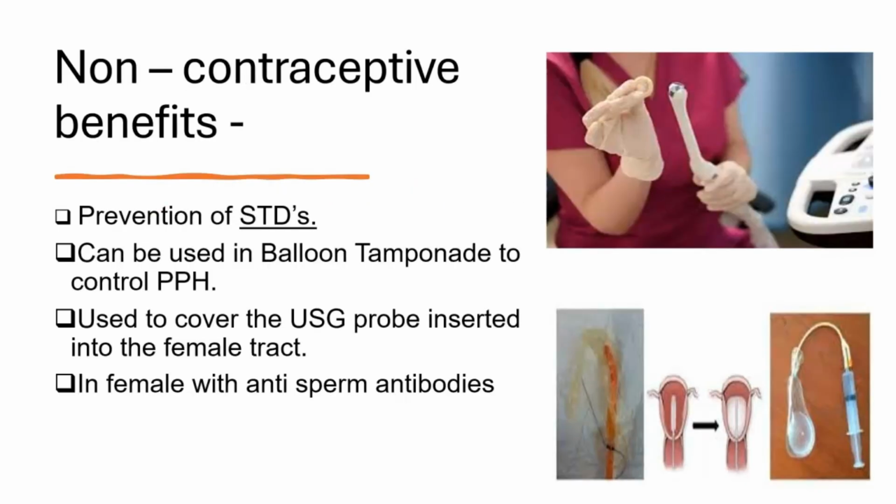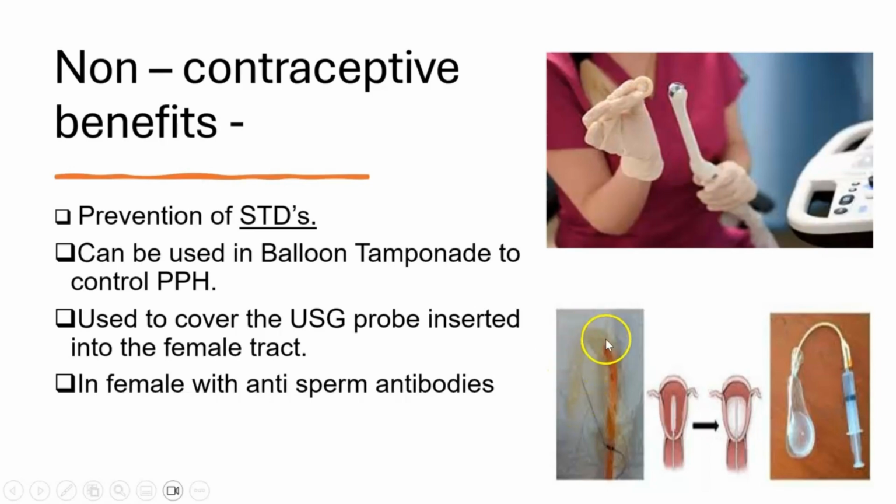So many times the examiner asks the non-contraceptive benefits of condoms. So these are very important. First, it helps in the prevention of sexually transmitted diseases. Second, it can be used in the balloon tamponade to control postpartum hemorrhage. So in the case of atonic postpartum hemorrhage after the delivery, a tamponade is made with the help of a catheter and this condom, and it is inserted in the uterus.